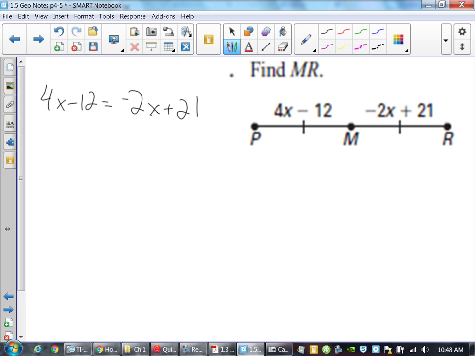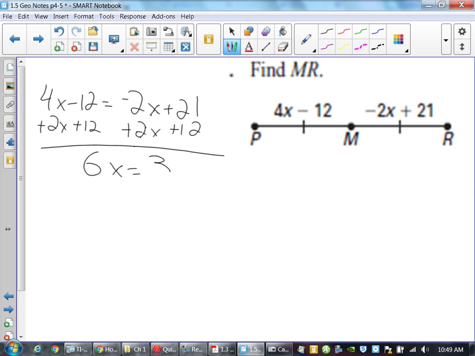Okay. So, take on the little guy. Add the 2x. And I believe we did this one as a homework question anyway. I remember it being 11/2, 5.5. Okay.